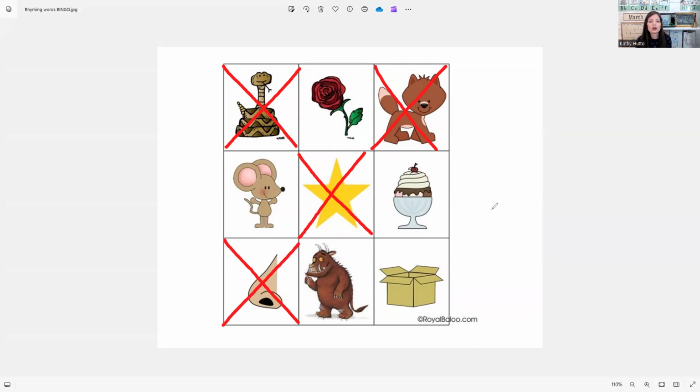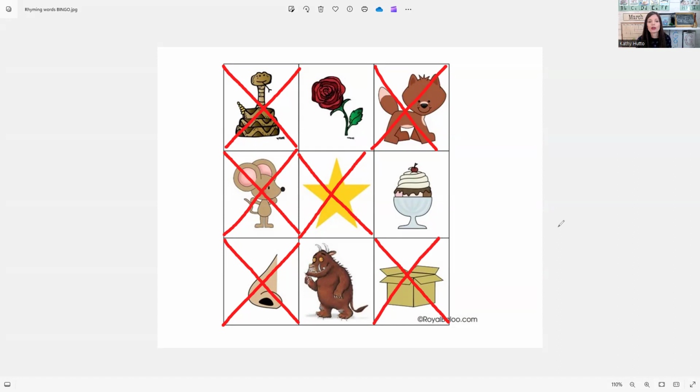Next, we're going to look for a word that rhymes with house. What word rhymes with house? Mouse. Good job. House, mouse. Now, look for a word that rhymes with fox. What word rhymes with fox? Box. Good job. Fox, box.